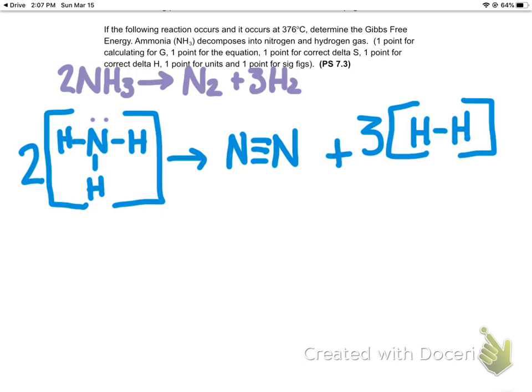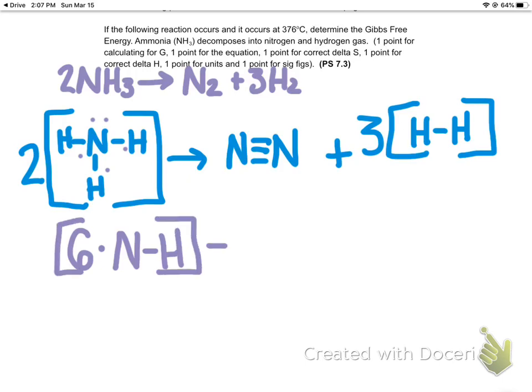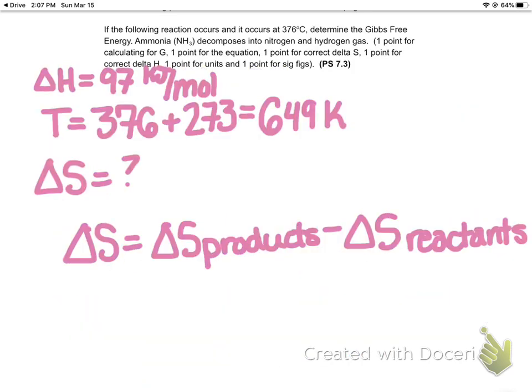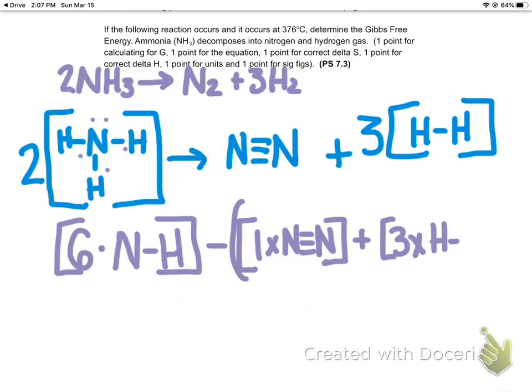Then I'm going to figure out what bonds I have and how many I have of each bond. So I have 6 total NH bonds, because I have 3 in the ammonia molecule and I have to multiply that by 2. So I have 6 total NH bonds. I only have 1 N triple bond, and I have 3 HH bonds.